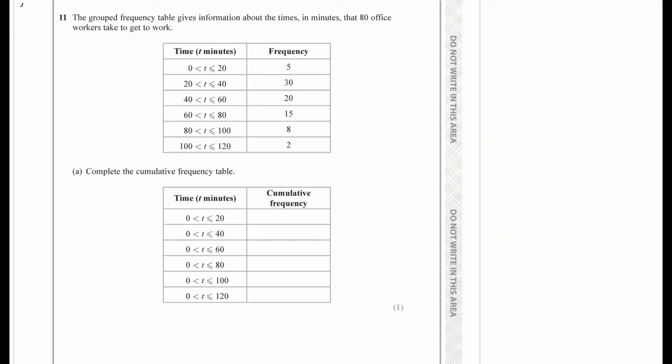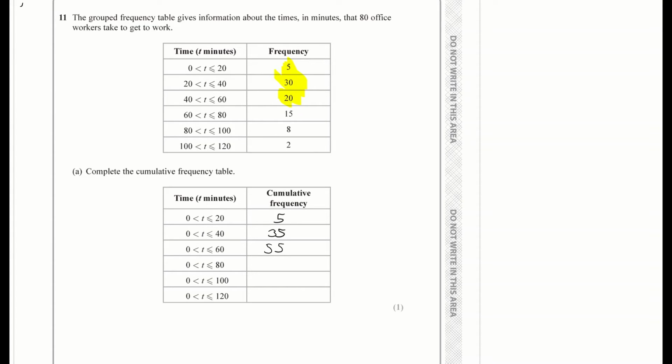So from 0 to 20 minutes is still going to remain as 5 workers. Now I want to look at from 0 minutes to 40 minutes. Well, that's going to be adding 5 and 30 because that's going to be between 0 and 40, which is 35. The next part of the question wants from 0 to 60 minutes, which is these three put together, which is a total of 55.